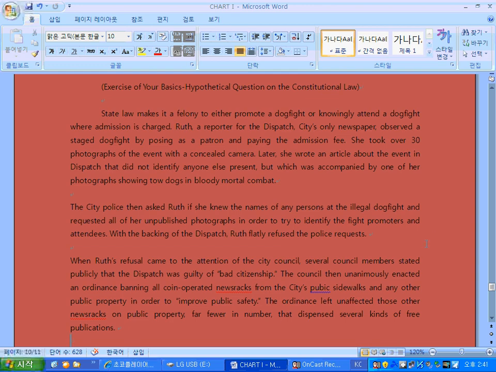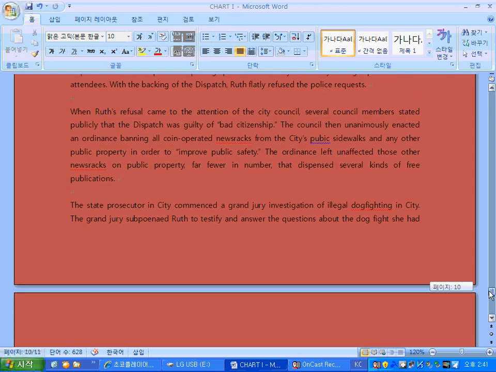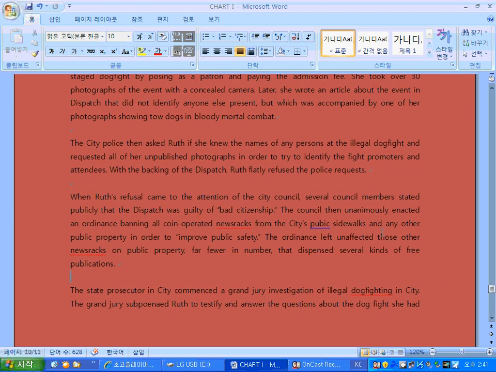So the reporter was involved in some activity for her business, and later she was called to the criminal procedure before the grand jury. And the Dispatch was torn against the request from the state authority.